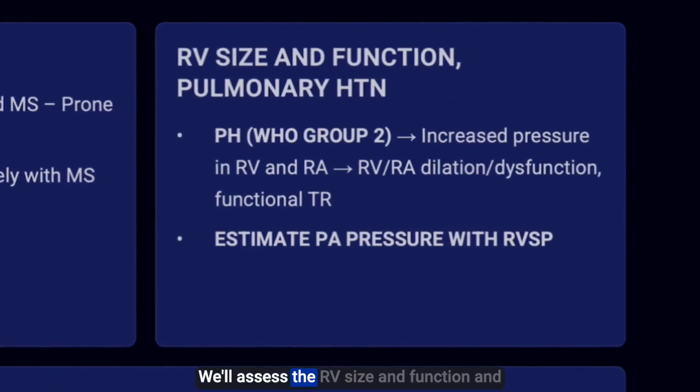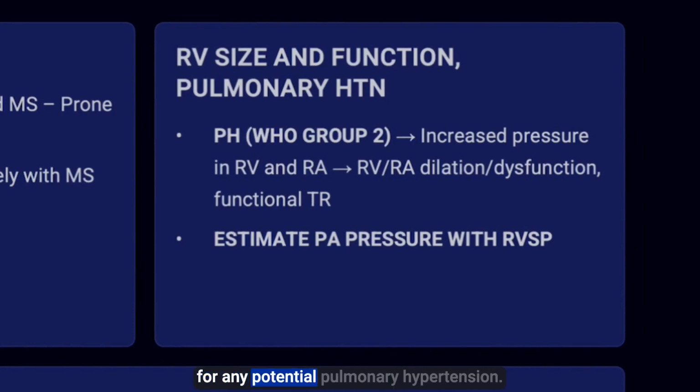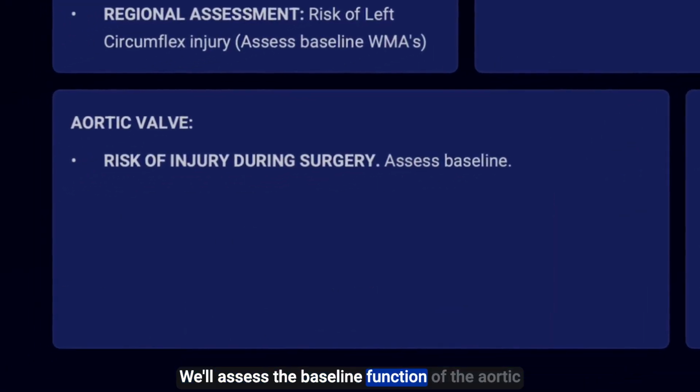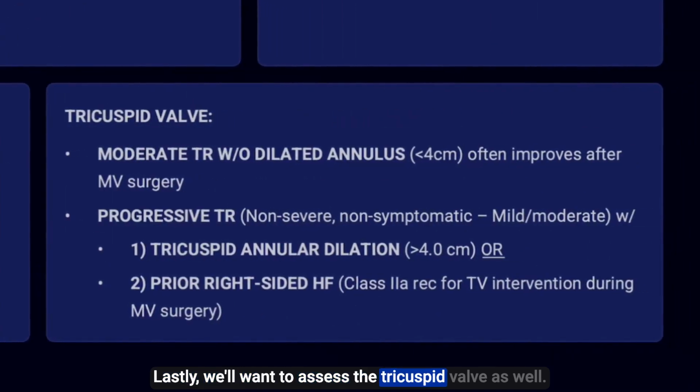We'll assess the RV size and function and for any potential pulmonary hypertension. These increased pressures in the RV seen from left-sided heart failure or left-sided elevated pressures can cause RV dilation and dysfunction and functional TR. We'll assess the baseline function of the aortic valve, as this valve is in close proximity to the mitral valve and is at risk for injury during surgery. Lastly, we'll want to assess the tricuspid valve as well.